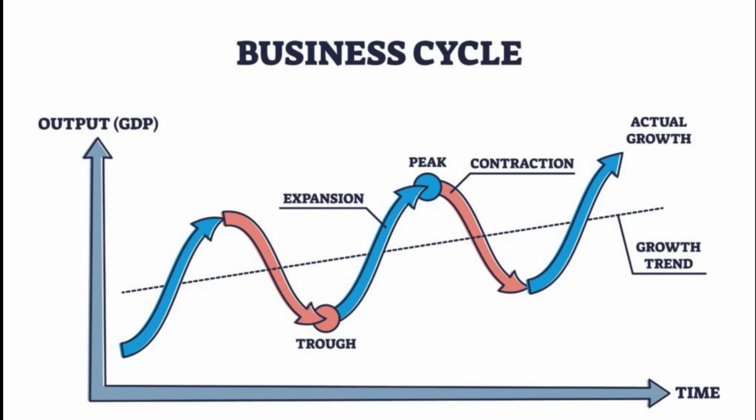The National Bureau of Economic Research, NBER, determines which cycle the economy is in using quarterly gross domestic product, GDP, growth rates. It also uses monthly economic indicators such as employment, real personal income, industrial production, and retail sales.